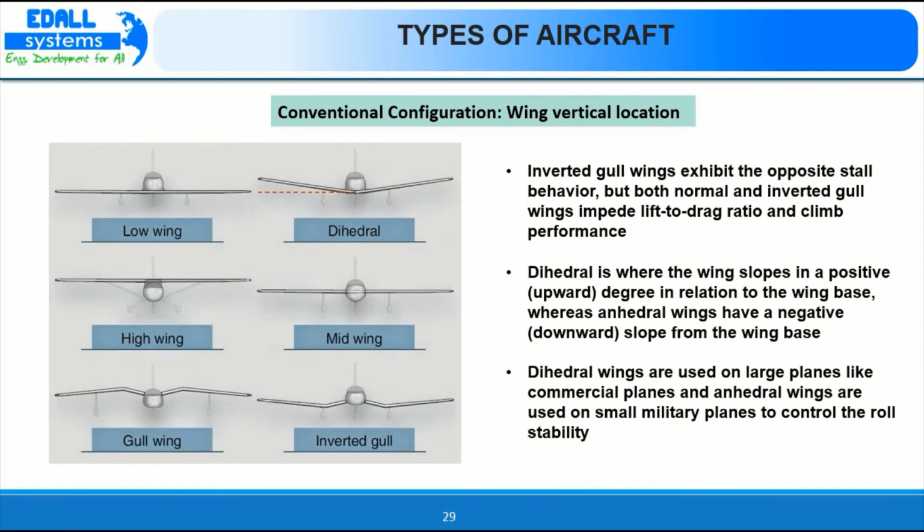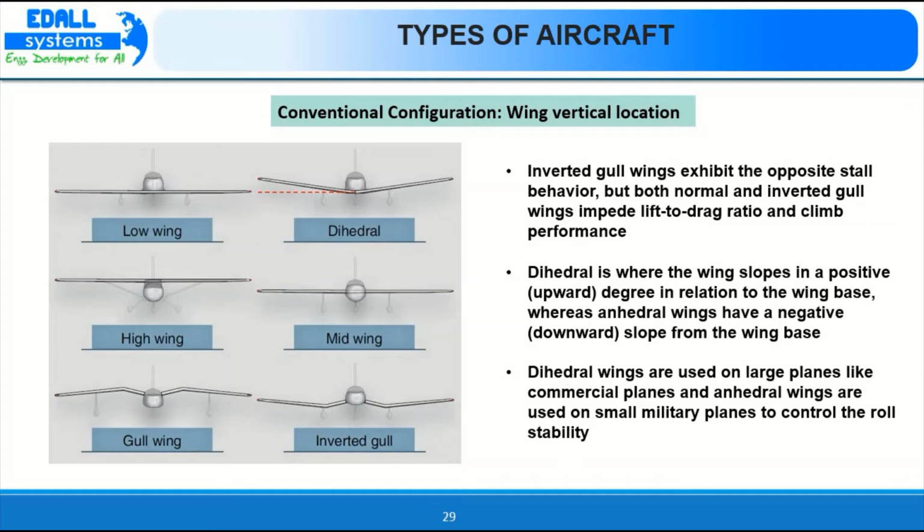Then the next category here is wing shape, under which again we have dihedral, anhedral, gull, and inverted gull. Inverted gull wings exhibit the opposite stall behavior, but both normal and inverted gull wings improve lift to drag ratio and climb performance. In the gull wing we can see that there is a little bend in the wing, and inverted gull is opposite to that. Dihedral is where the wing slopes in a positive degree in relation to the wing base, whereas anhedral wings have a negative slope from the wing base. So you can see how the dihedral and anhedral wings are placed.